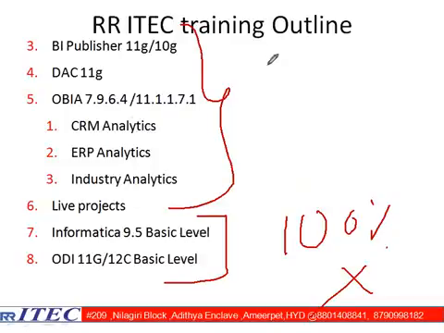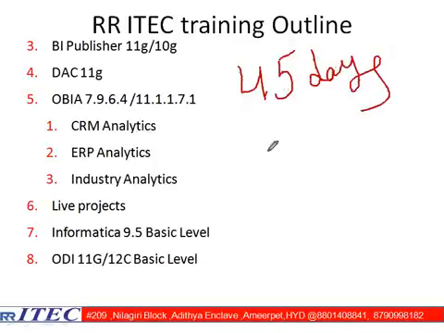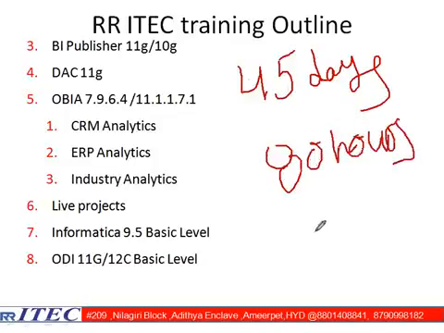The total duration for this course is 45 days. And the total number of hours is 80 hours of training. Monday to Friday, every day 1 hour. Saturday and Sunday, 4 hours. That's how we are going to cover 80 hours of training within 45 days. As part of the training, we are going to cover all these things.